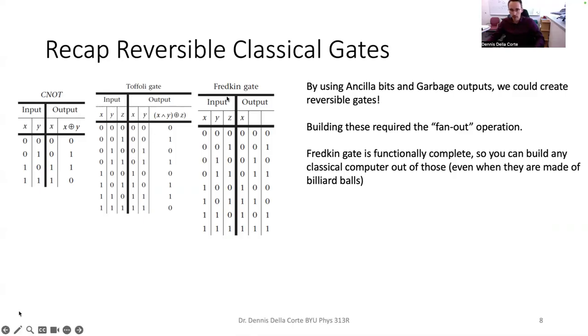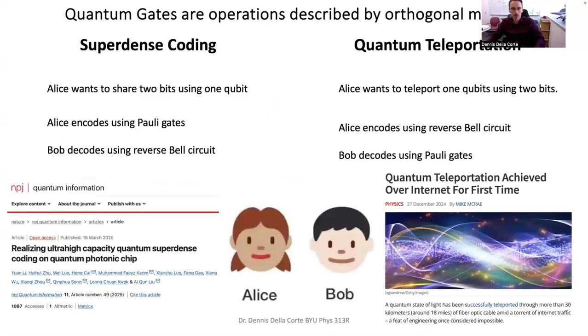So the Toffoli gate and the Fredkin gate are wonderful because you can build any classical circuit out of a combination of these gates, which was quite nice because we saw you can simulate pretty much anything with simply billiard balls. Go back to that lecture if you want to learn more about it.